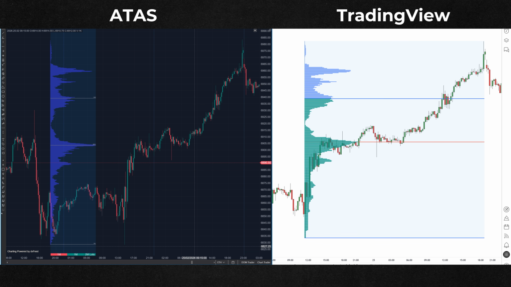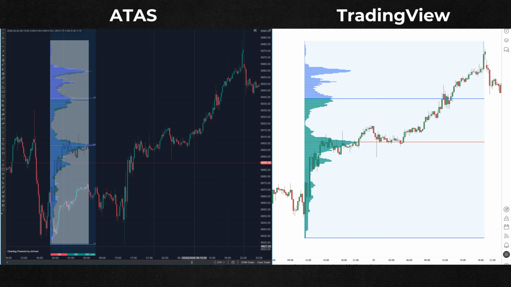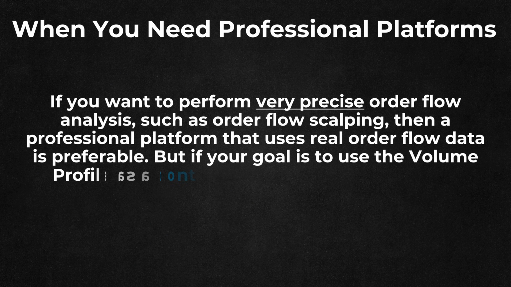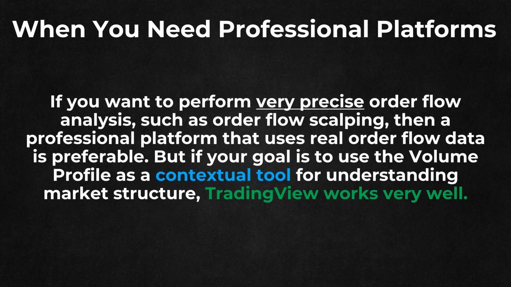If we overlay TradingView's profile on top of the ATAS profile, we can see that it basically shows the same shape with tiny differences. If you want to perform very precise order flow analysis, such as order flow scalping, then a professional platform that uses real order flow data is preferable. But if your goal is to use the volume profile as a contextual tool for understanding market structure, TradingView works very well. The professional order flow platforms also allow you to use more advanced tools such as liquidity heat map, big trades, iceberg detectors, speed of tape, and dozens of other tools. We'll talk about those in future videos.